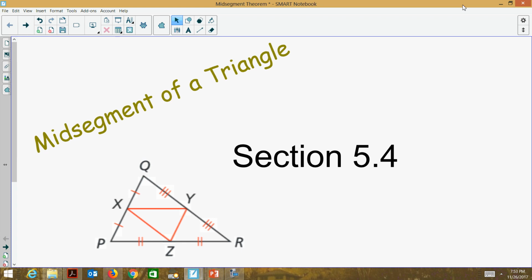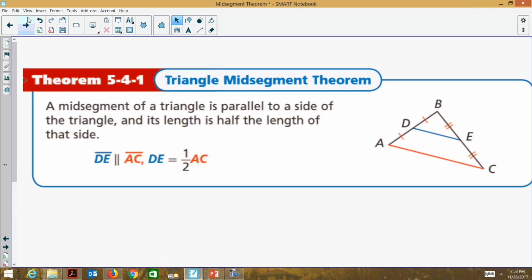So today's lesson is about the mid-segment of a triangle, which is section 5.4 in our textbook. So here we have the triangle mid-segment theorem, which states the following. A mid-segment of a triangle is parallel to a side of the triangle, and its length is half the length of that side. So here we have segment DE.